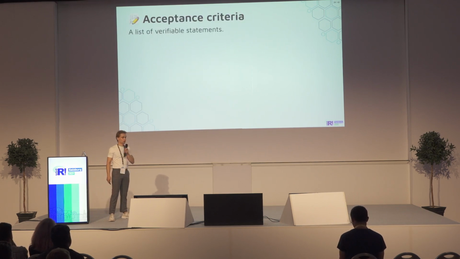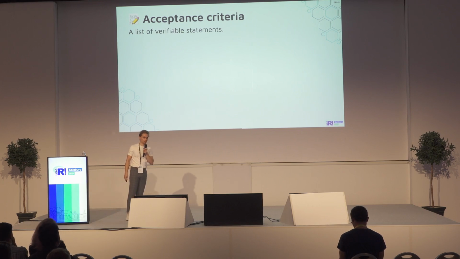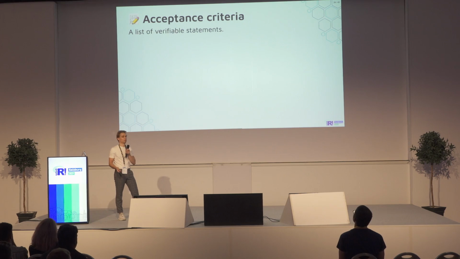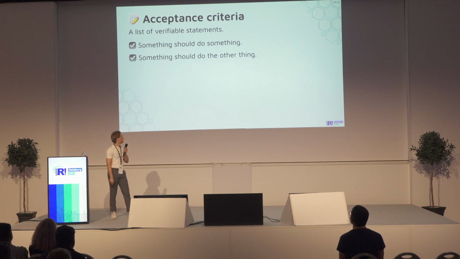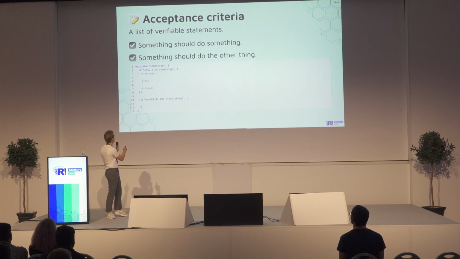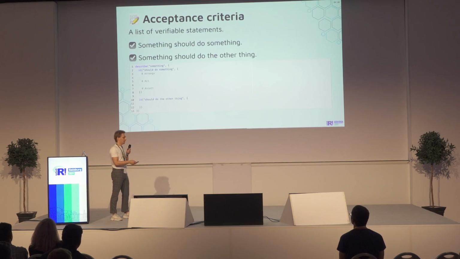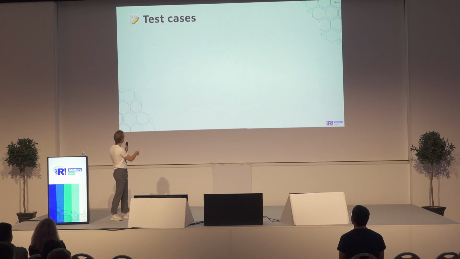And this is what acceptance criteria are for. They are a list of concise, clear statements that we can easily verify. So if we frame our acceptance criteria as something should do something, or this thing should also do the other thing, we can very easily translate it to a test case, and we can use describe and it functions from testthat, and notice how this code reads almost like natural language. This is what "it" is for.